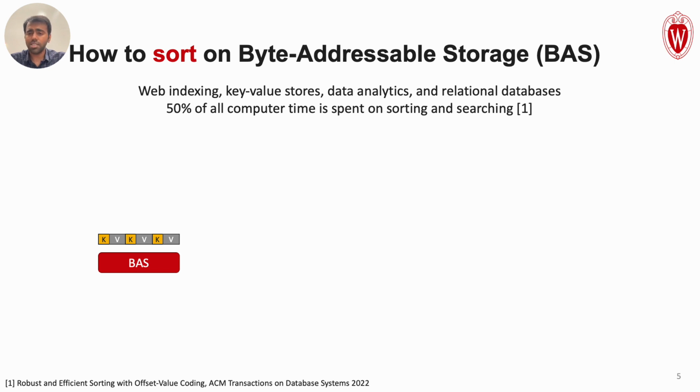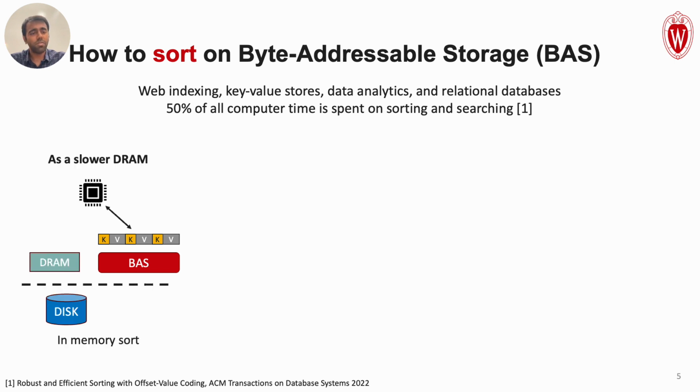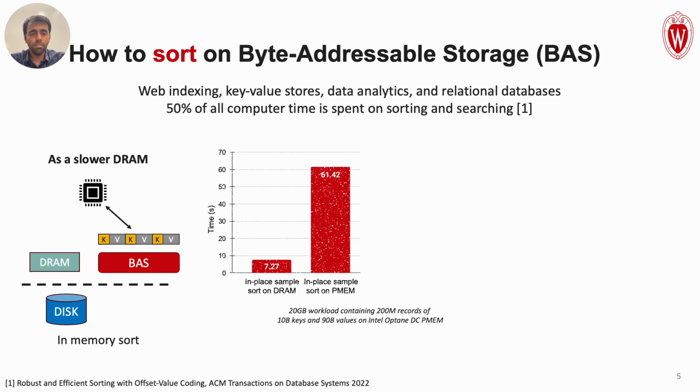Now, we can view this BAS device as a slower DRAM, where we make no changes to our in-memory sorting application and sort in place on the BAS device directly. We observed that performing highly concurrent in-place sample sort on PMEM can be 9x slower than performing highly concurrent in-place sample sort on DRAM. While we take advantage of the byte addressability and random read, we really ignore the concurrency complexity of the BAS device with this approach.